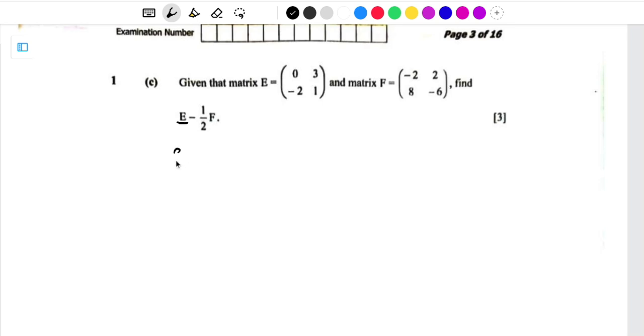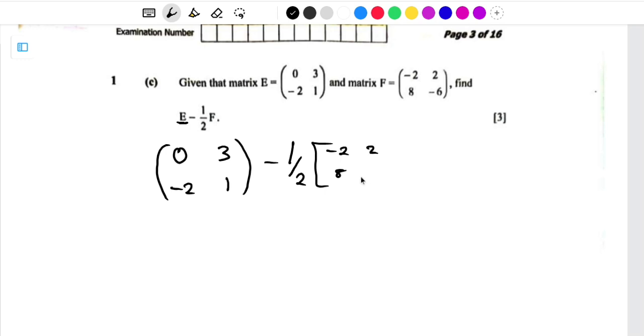So we have 0, then 2, then 3, then 1. Then minus 1 over 2. So matrix F is negative 2, 8, 2, negative 6. This one is acting more like a scalar, so it is going to multiply with everything that I have here. So what I'm going to do here is that I'm also going to consider the negative. If I consider the negative, meaning to say here we're going to have positive.